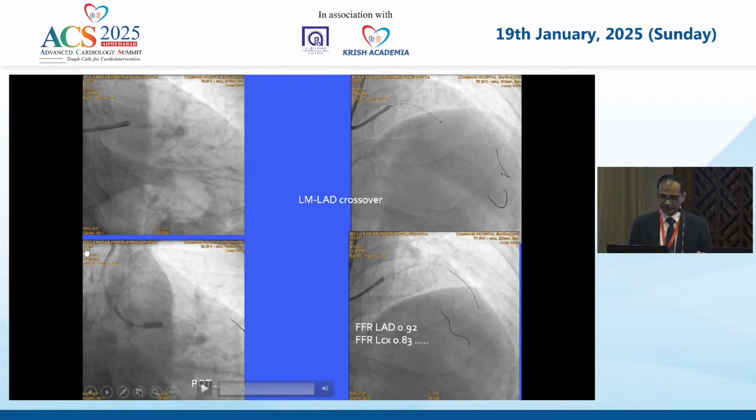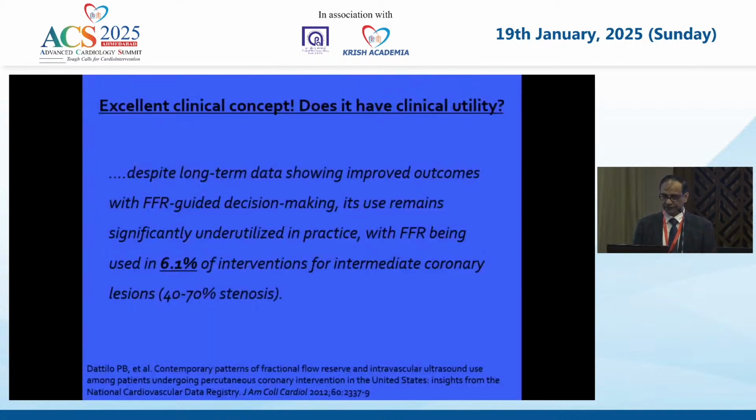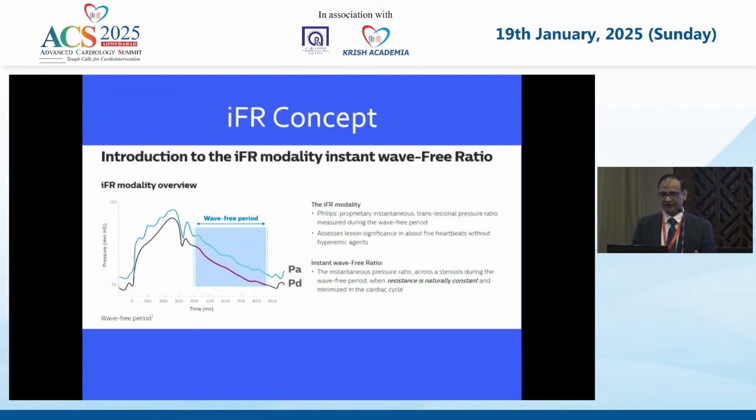This is another one in which it looks like diffuse disease, but since the media cannot play, you'll have to just believe the figures. Just put one stent from the LM into LAD, and measured the FFR into both. The LAD was 0.92, circumflex was 0.83, and it was left alone. Now, does it have use? Although this is old data, I assure you in India, I'm sure it's less than 6% of our patients who are undergoing physiology-based revascularization.